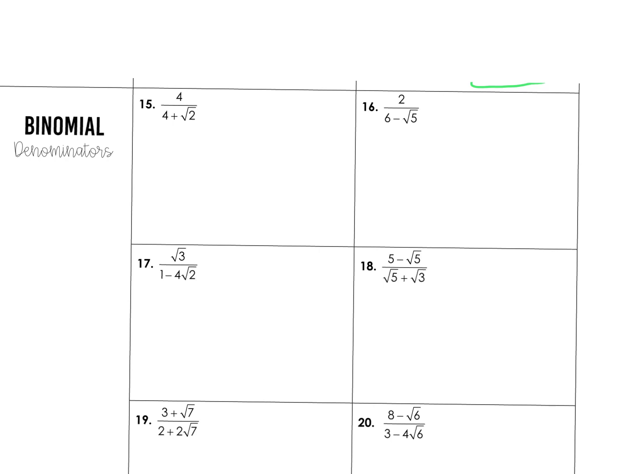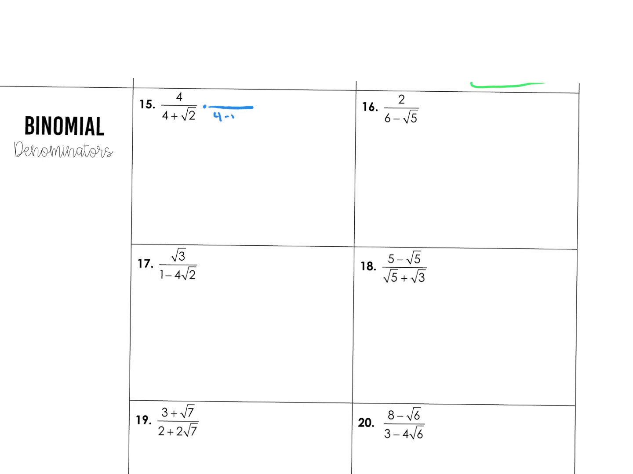Let's look at the final part of lesson 6.4, which has to do with binomial denominators. Remember when we had to get rid of i with our complex numbers, we had to get rid of i in the bottom of a fraction. We have to do the same thing with our square roots. We can't have a radical in the bottom of a fraction. So we are going to multiply by the conjugate.